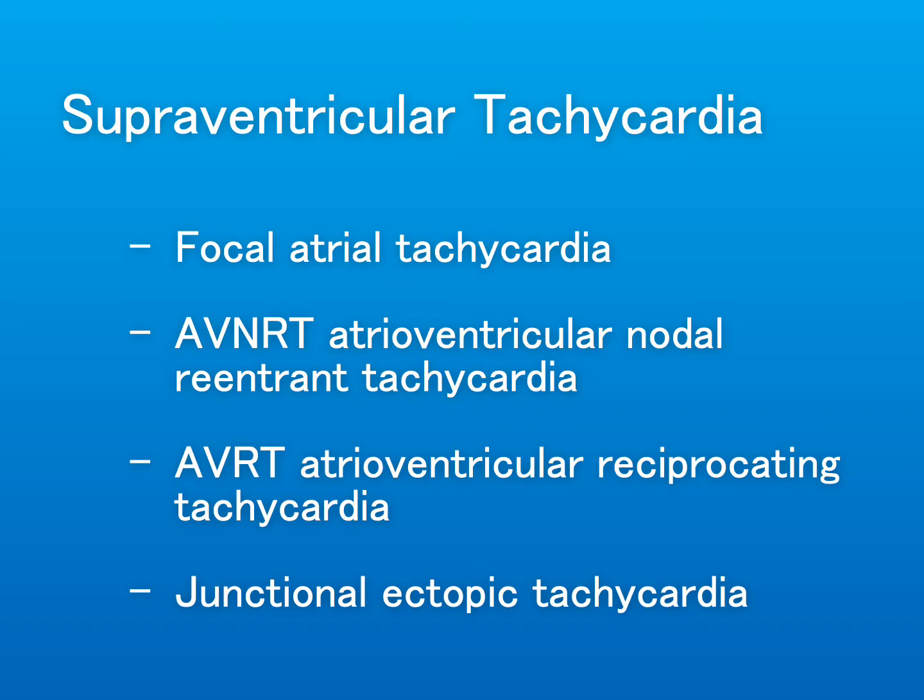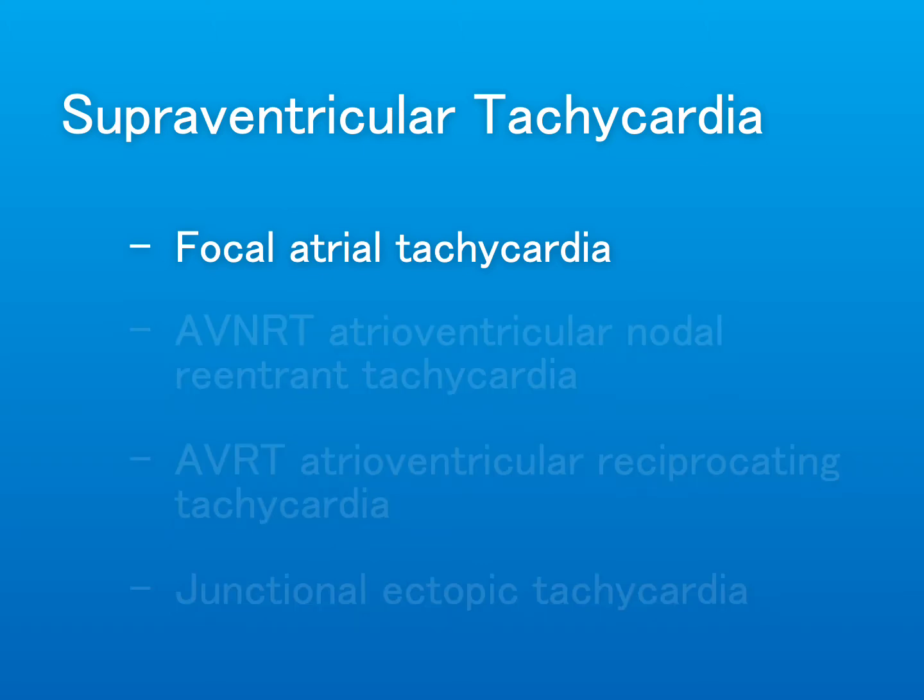And finally, for the regular narrow complex tachycardias, we have SVT, or supraventricular tachycardias, which actually covers a group of tachycardias. Sometimes it includes flutter and atrial fibrillation as well. But here are some of the types of SVT. So you have focal atrial tachycardia, AVNRT, AVRT, and a junctional tachycardia as well. The most common of the above is AVNRT, but in this video we're just going to start by looking at focal atrial tachycardia, and we'll come back to the rest in a few videos' time.